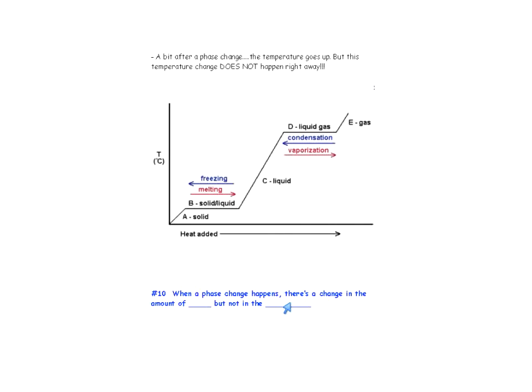Okay, so I just have a blank here. When a phase change happens, there's a change in the amount of what, but not in the amount of something else. So what goes in the first blank? What goes in the second blank? Do you know which would go in either one of those blanks?